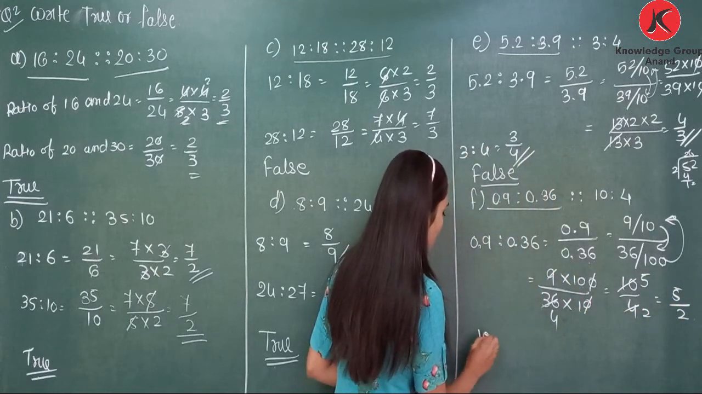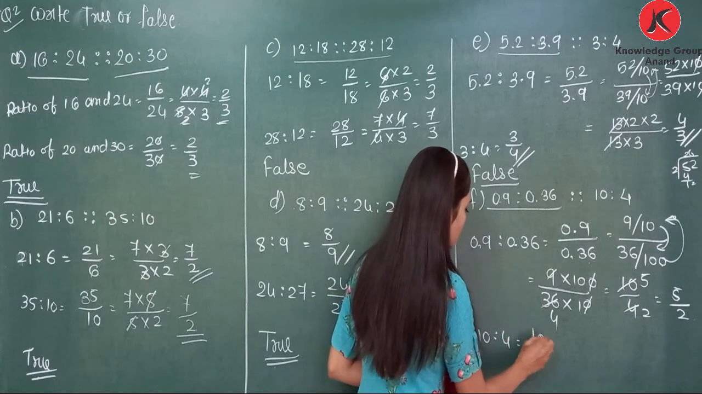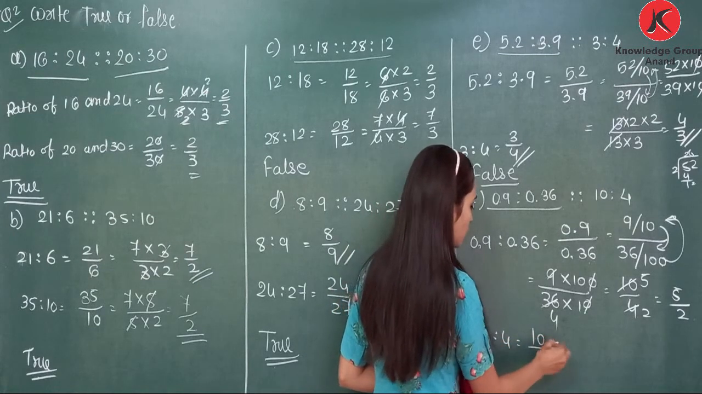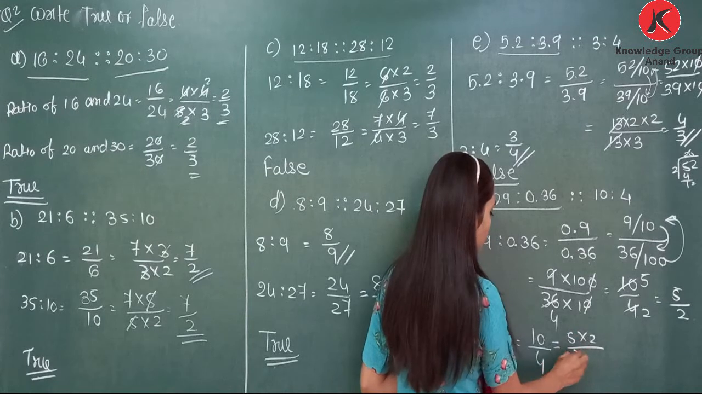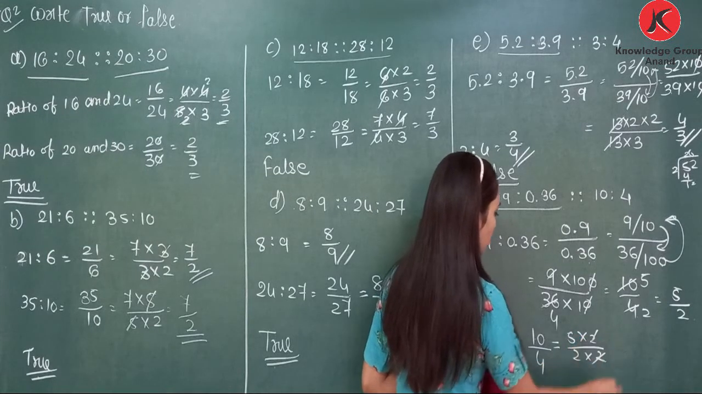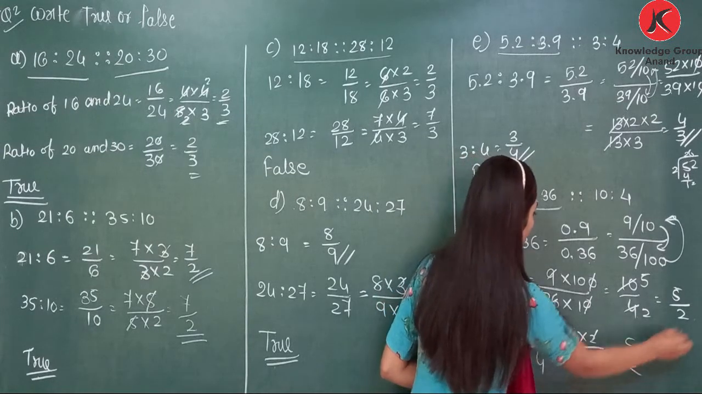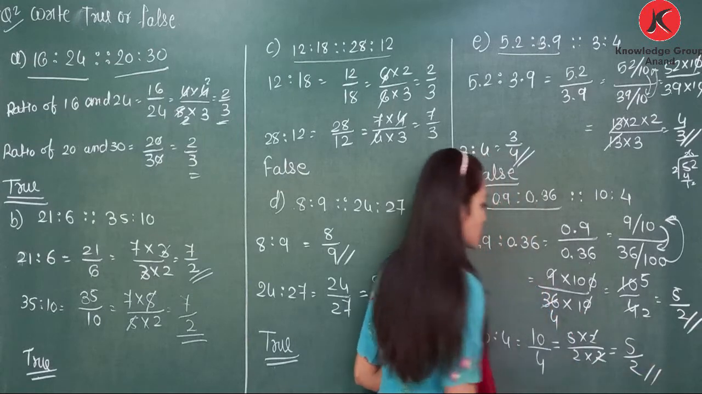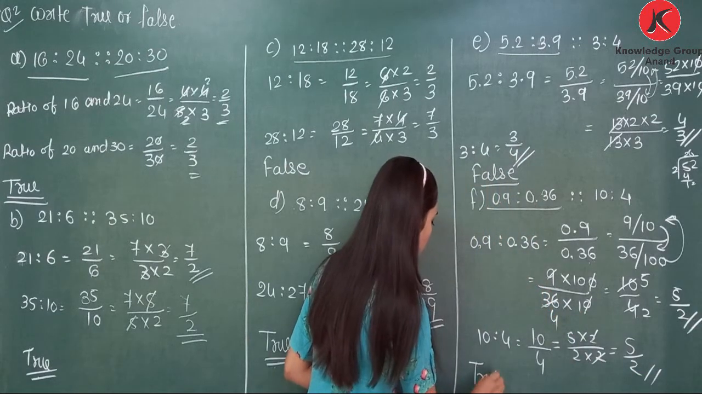Now for the next, 10 is to 4. So that is written as 10 by 4. Again cut the common factor. 5 2s are 10, 2 2s are 4. So it is 5 by 2. Now you can see the ratios are same. So it is a true statement.